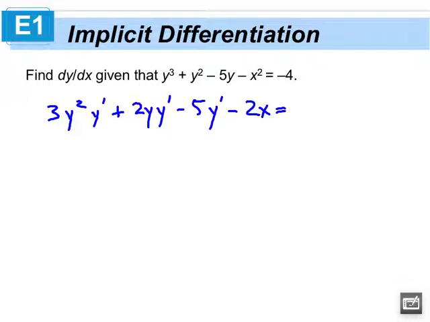Okay, what's a derivative of -4? 0. That simple little step there is the most common mistake that people make with implicit differentiation. As nasty as these things get, that's the most common mistake. They'll leave a -4 on that side.